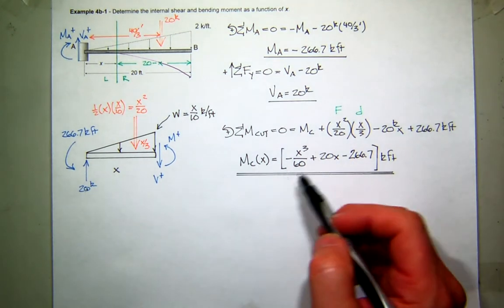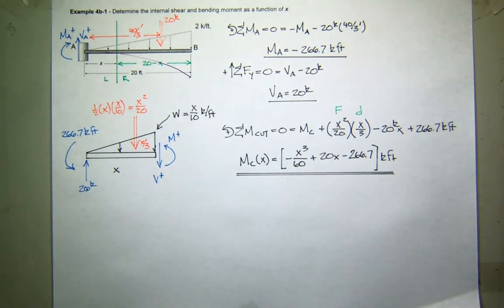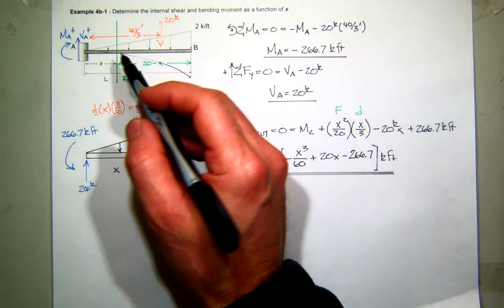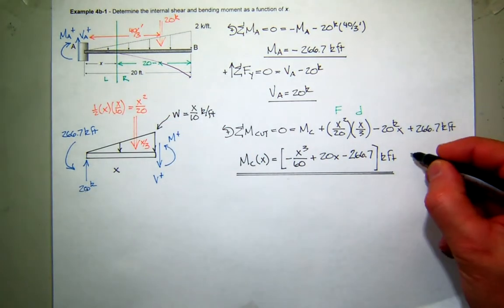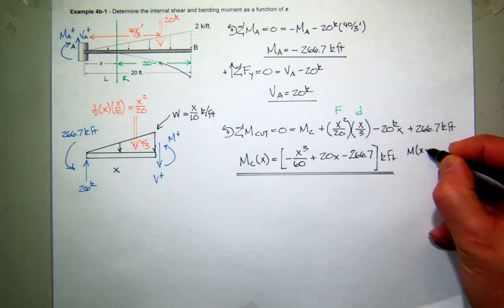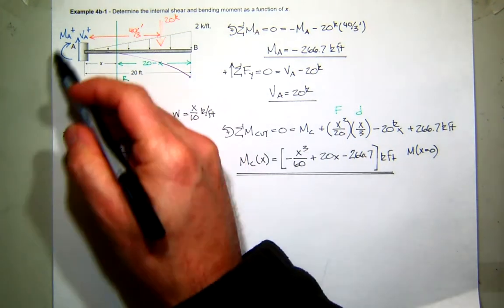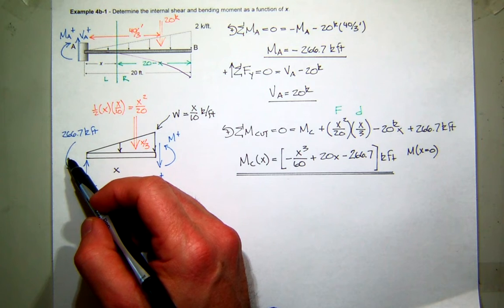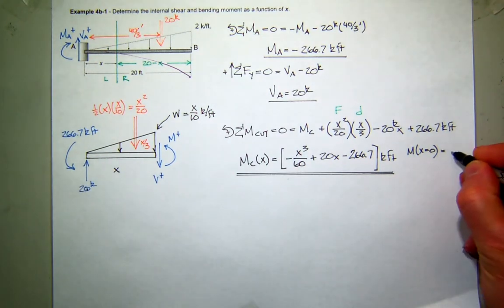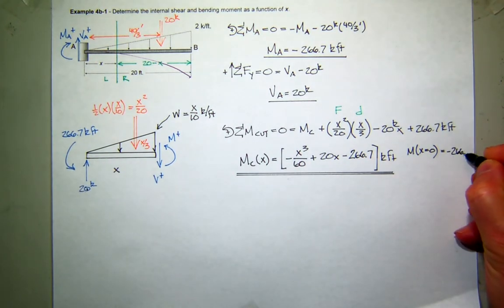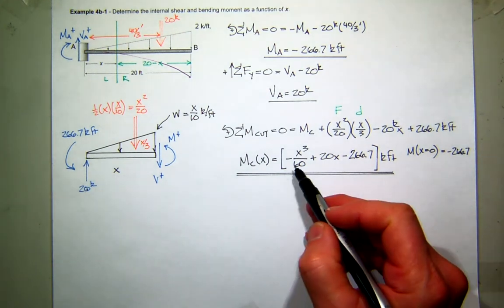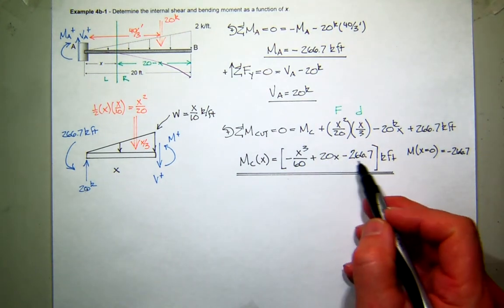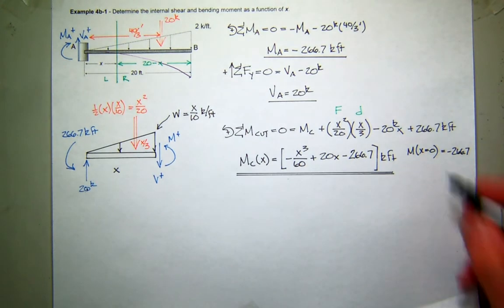Do I know values of this moment that I can check this equation with? Do I know the moment when x is equal to 0? What is the moment when x is equal to 0? Looking up here, it's that. And what is that? That's a negative bending moment, right? Negative 266.7. I've run out of space for my units. But if I put in x equals 0 here, this cancels, and what do I get? Negative. Oh, that's good. That's a check mark. That works.